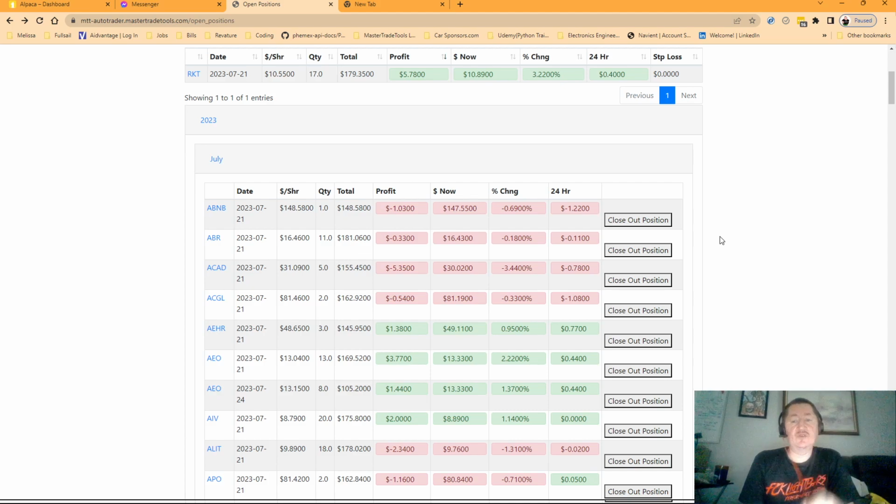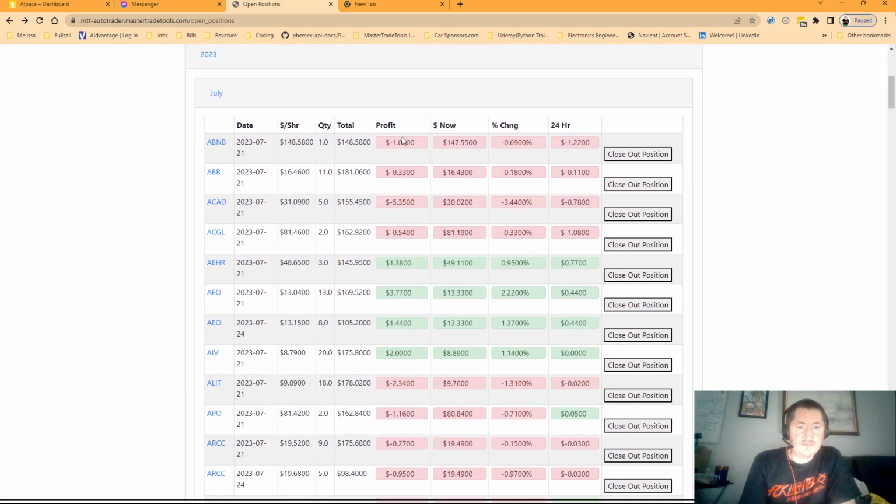You can only close out a position during the trade day. I mean, yeah, you can create the closeout or create the sell if you want to, and then the following day, it will close out that position.